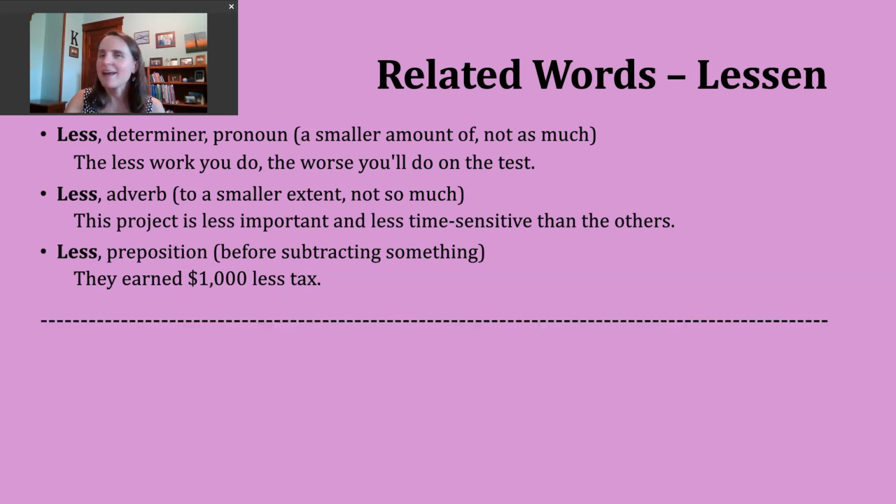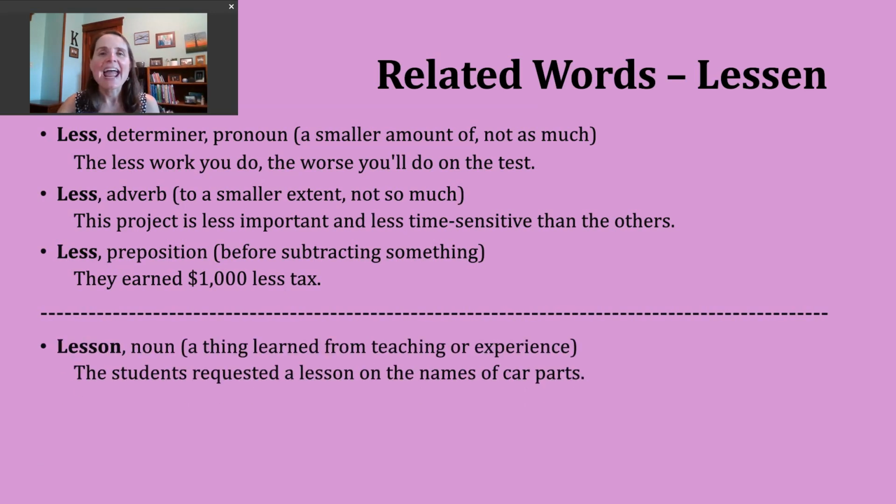One last word that I thought it might be good for us to discuss today, and it's another word that has the same pronunciation but a different spelling and a different meaning. I want to make sure we don't confuse lessen with lesson. That on ending for lesson is a noun, right? And you've probably heard it if you've ever been a student. So we can talk about a lesson being a thing learned from teaching or experience. So an example of this: the students requested a lesson on the names of car parts.